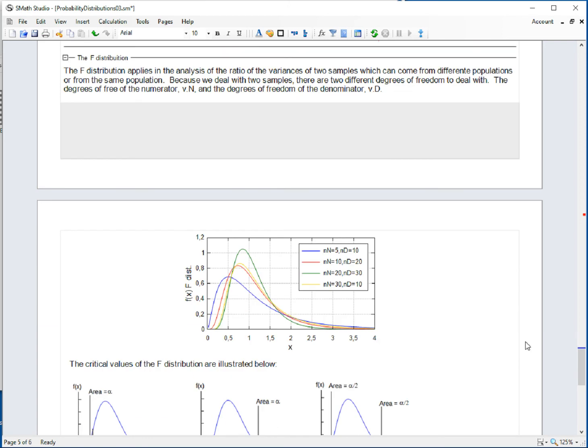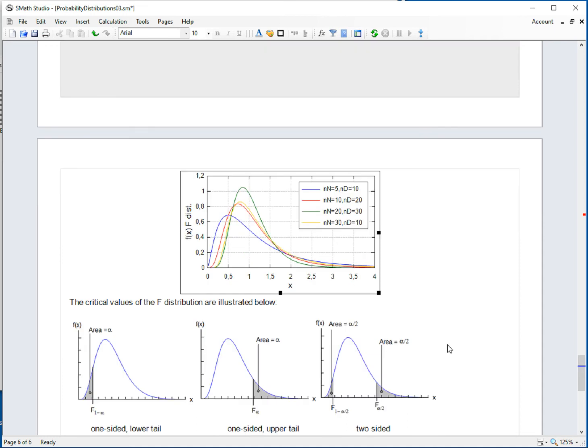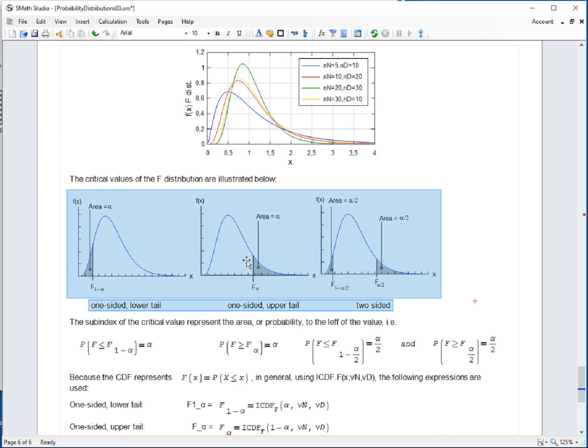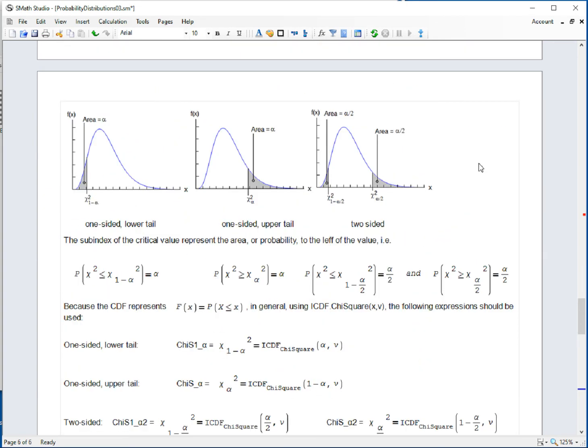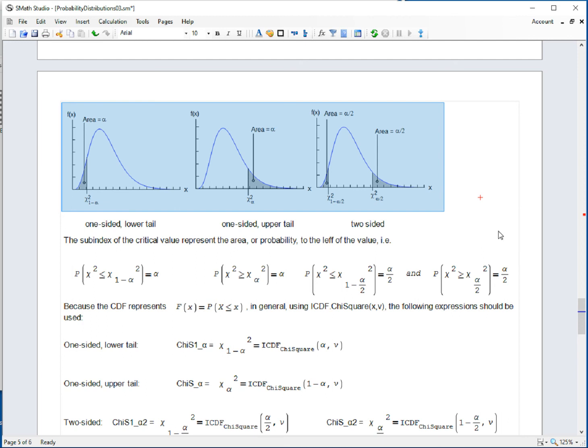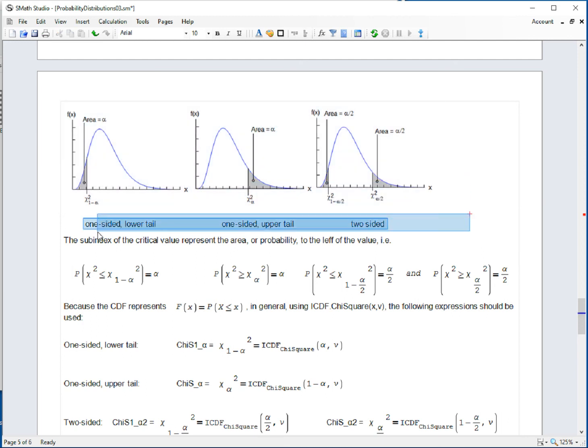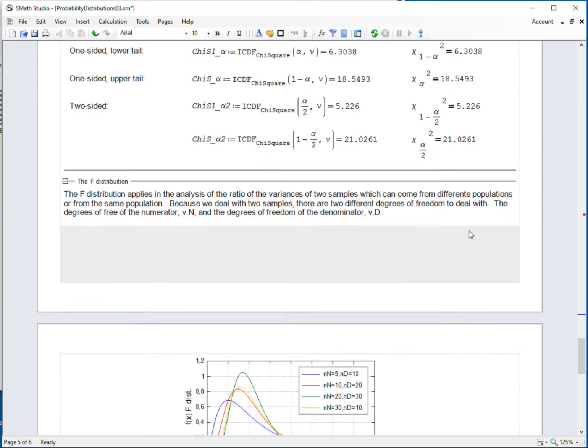The F distribution is for the ratio of two variances, and therefore has two different degrees of freedom, the numerator and the denominator. For different combinations here, I'm showing you the general shape is very similar to the chi-square. It's non-symmetric about 0. It's only for positive values of the random variable, and it has that shape. And so the critical values that we get for the F distribution are going to be similar to the ones in the shape of the graph and the location of those critical values, similar to the case of the chi-square.